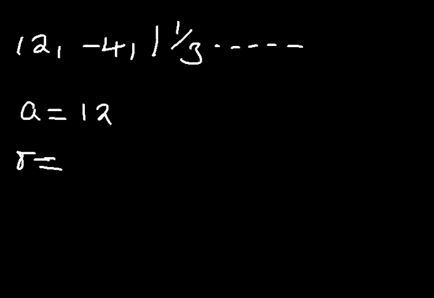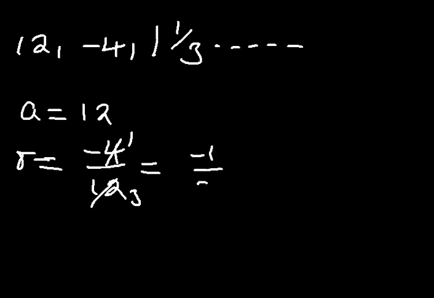The essence behind the common ratio is that it is the succeeding value divided by the preceding value. In this case, this is the succeeding value and this is the preceding value. So we have -4 divided by 12, which is the same as, with a common factor of 4, -1 over 3. So the common ratio is -1/3.